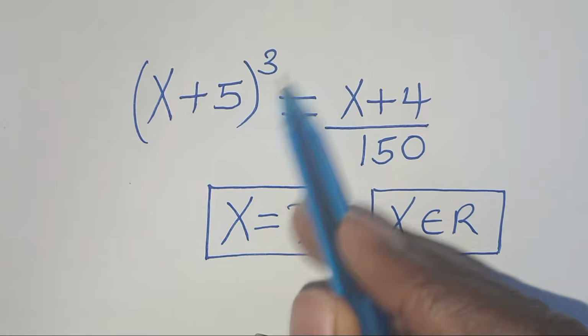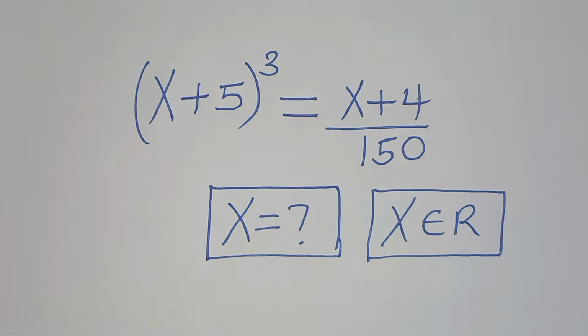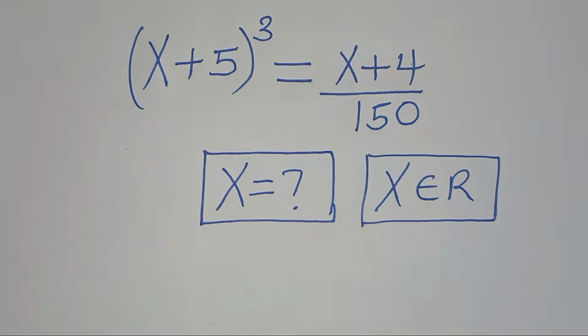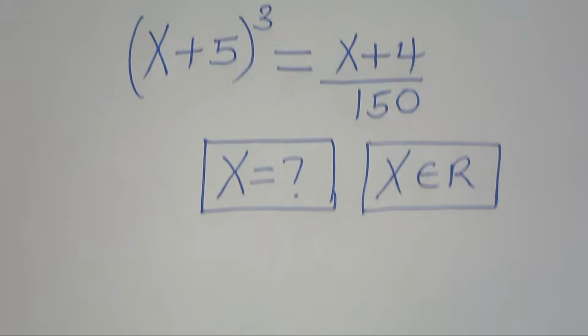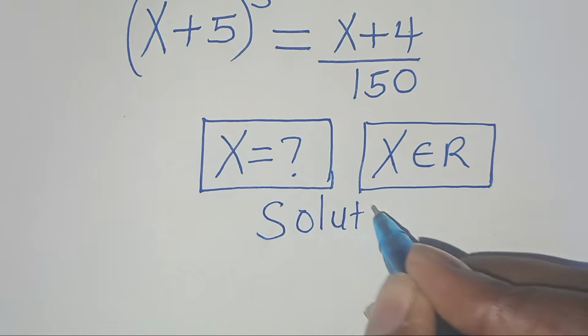x plus 5 to the power of 3 is equal to x plus 4 divided by 150. So what is the value of x given that x is an element of real numbers? So let's provide a solution from here.